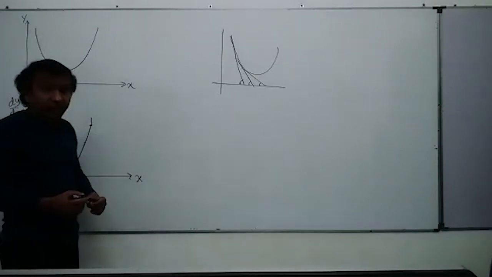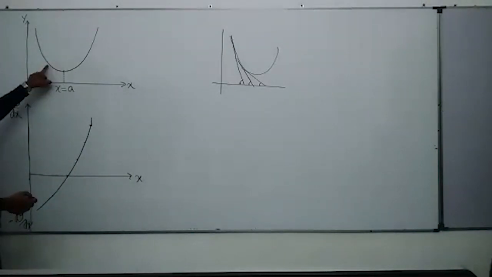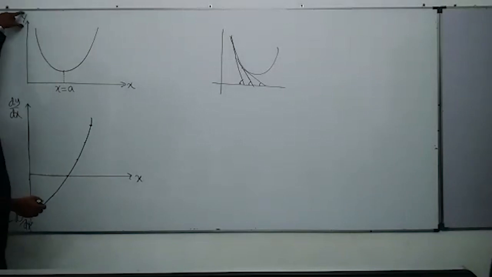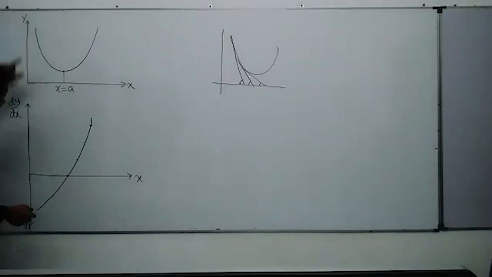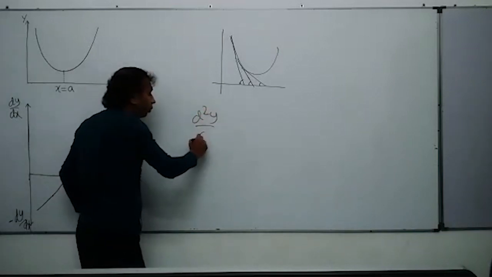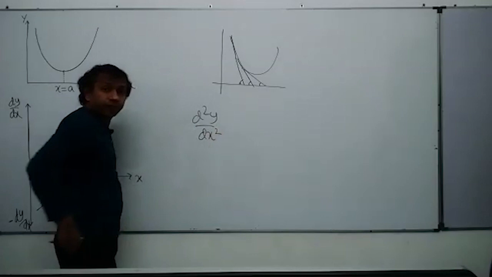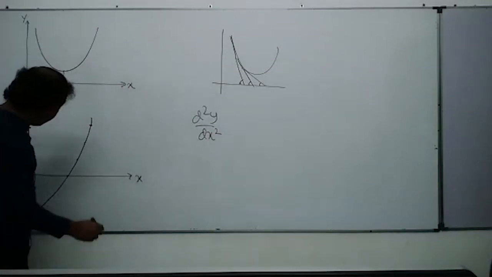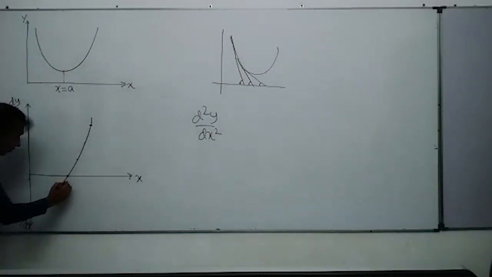People, you can very clearly understand, to find the gradient of this graph, it is dy by dx now. We have to differentiate this y. Then to find the gradient of this graph, we again have to differentiate this with respect to x. When you differentiate dy by dx with respect to x, we get the second derivative of y with respect to x, d2y upon dx2. Then you can see this is at x equals a.